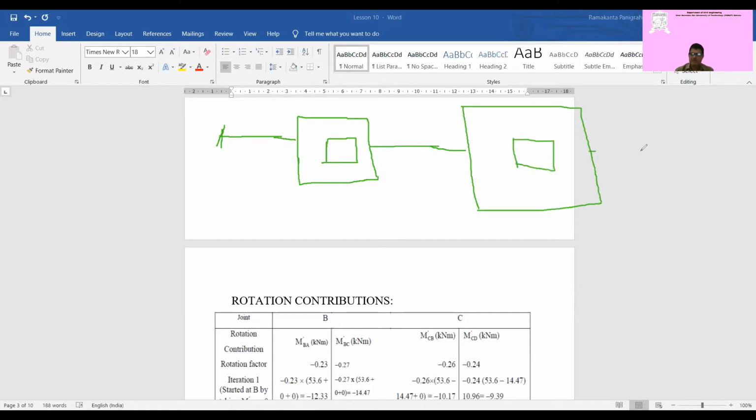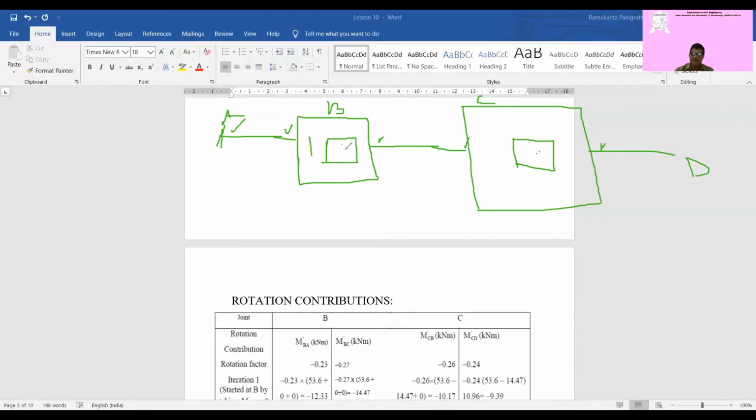So in this you can also do A, B, C, D. You can write the fixed moments here, fixed moments here, fixed moment here, fixed moment here. Then the addition of these will come in this box. The joint fixed moment, and the addition of this will come here.